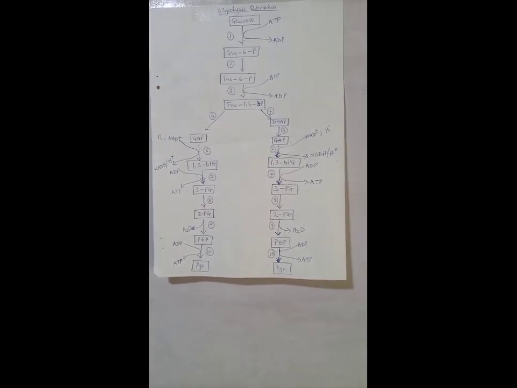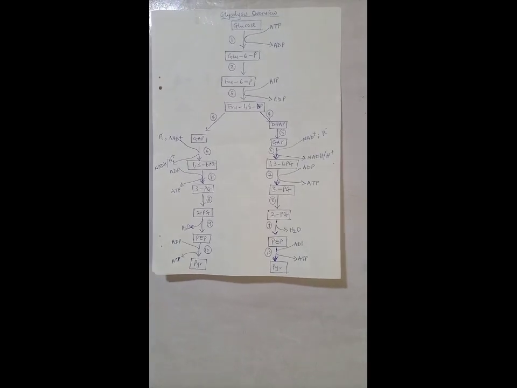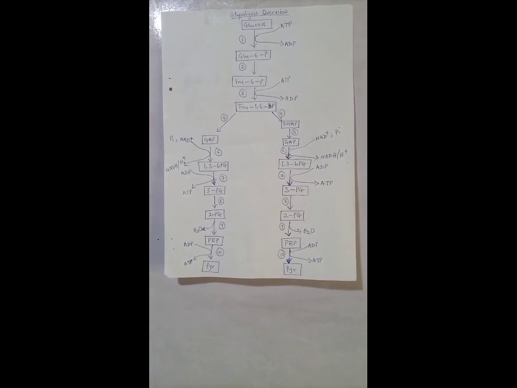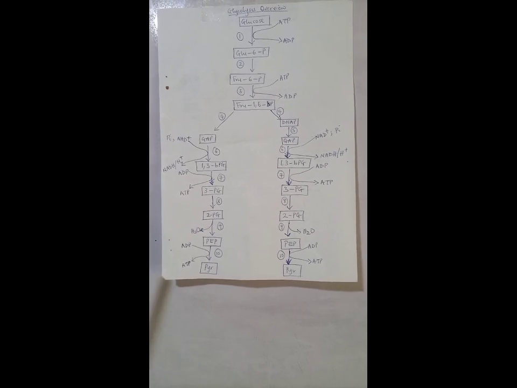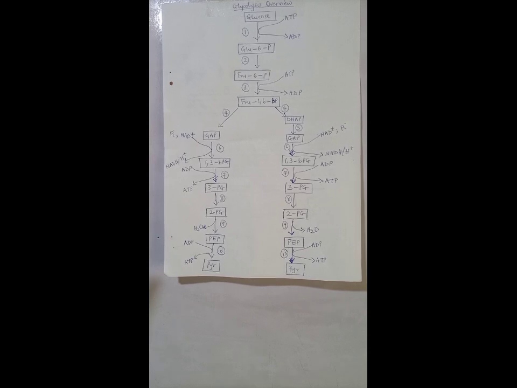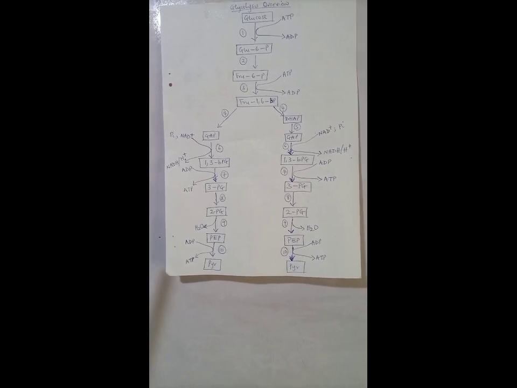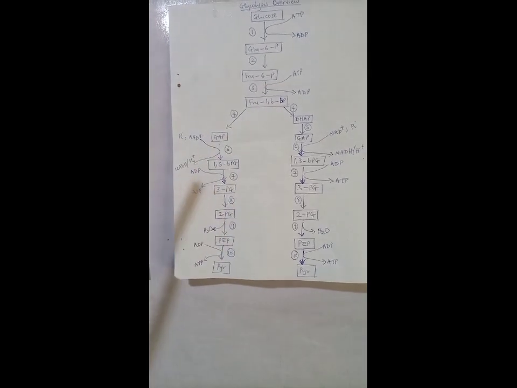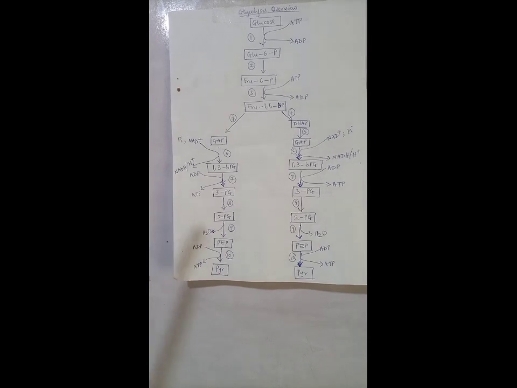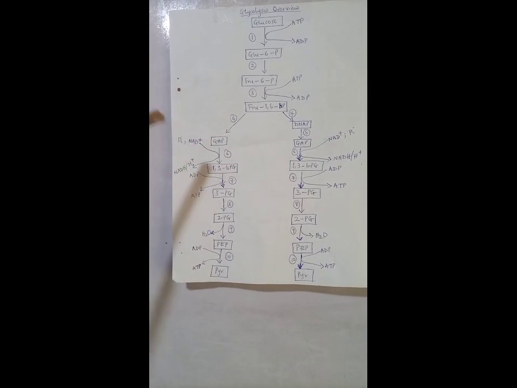Look at step number 3 again, the conversion of fructose 6 phosphate to fructose 1,6 bisphosphate. That is also another point where another molecule of ATP is being used up, and that molecule gives its inorganic phosphate to fructose 6 phosphate. So you have fructose 1,6 bisphosphate or diphosphate, showing that there are now two phosphate groups in the fructose 1,6 bisphosphate.